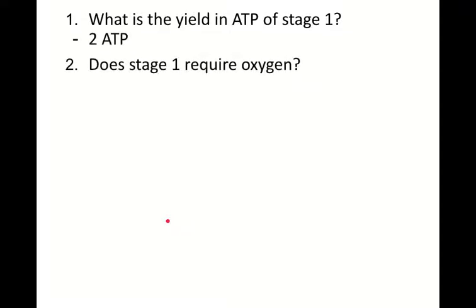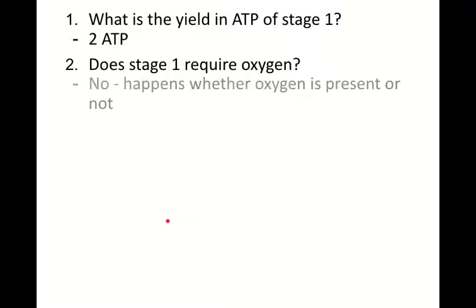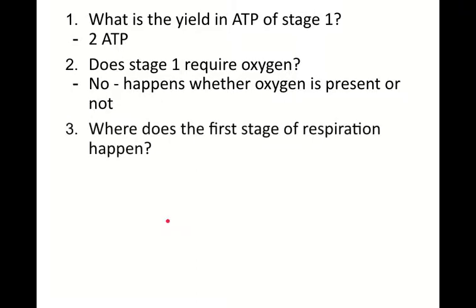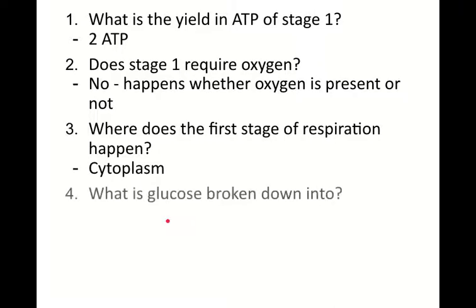Okay, so for question number 1, it asks what is the yield in ATP in stage 1? And we know that's 2. It also asks, does stage 1 require oxygen? No. It happens whether oxygen is present or not, which is why we find it in both fermentation and aerobic respiration. Number 3, where does the first stage of respiration happen in the cell? It happens in the cytoplasm. Number 4, what is glucose broken down into? It's broken down into 2 molecules of pyruvate.